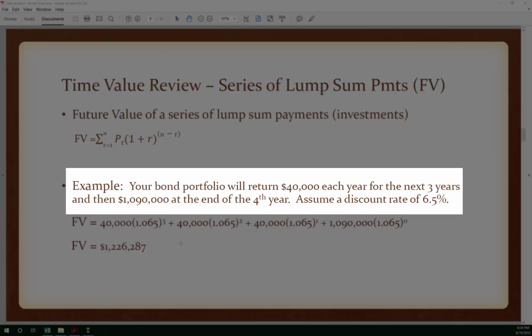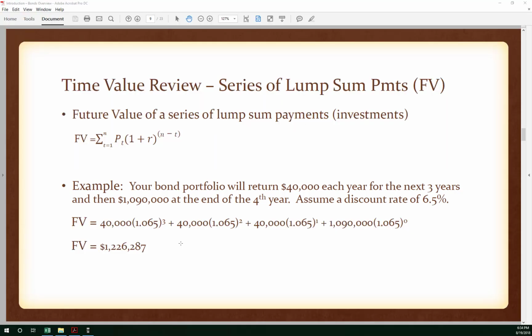Your bond portfolio is going to return $40,000 for each of the next 3 years, and then it's going to return $1,090,000 at the end of the fourth year. Assume a discount rate of 6.5%. The question, I guess, is not written here, but what is the future value of this portfolio going to be at the end of the fourth year?